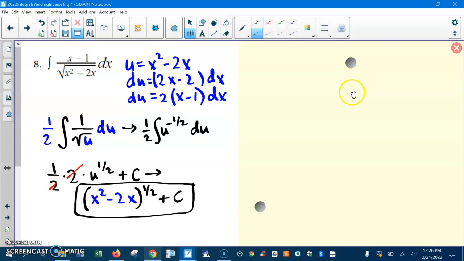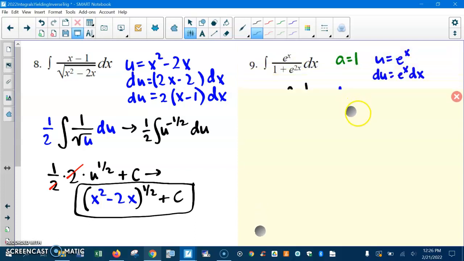So for number 9, I do in fact have two perfect squares, one a constant and one a variable. My constant being a equals 1, my variable being u equals e to the x, and that is squared as e to the 2x. So I do in fact have the form of the integral of 1 over a squared plus u squared du, the integral of 1 over the sum of two perfect squares, which will yield an antiderivative with inverse tangent.